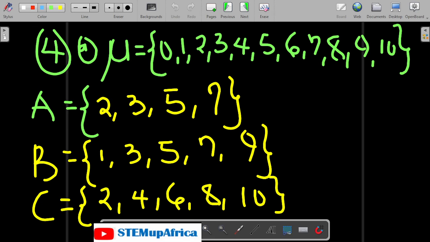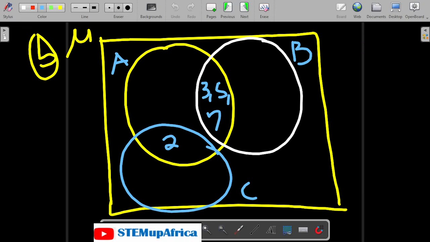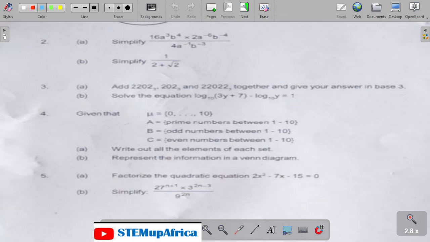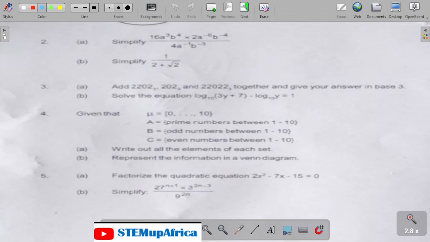Then that will be all. So I'll write what is left. 1, 3, 5, 7, 9 for B. So here becomes 1, 9. Then for C we have 2, 4, 6, 8, and 10. My 0 will be here, which is 0 is not present in any of them, so 0 will be there. So that is the solution to question 4a. This is the Venn diagram. So let's go to question 5.